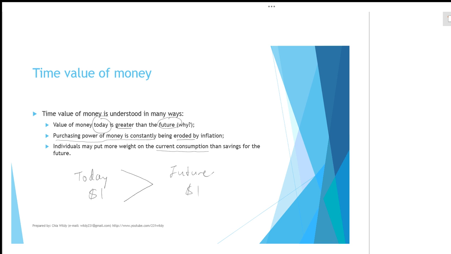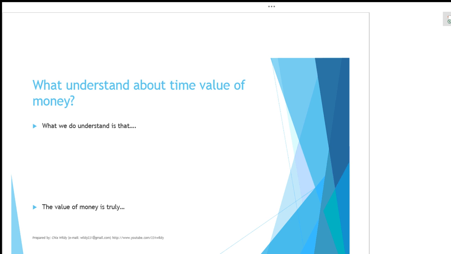So let me just put a number there. Let me rephrase myself again. Simply put, $1 today is greater than $1 in the future because of reasons such as purchasing power being constantly eroded by inflation. There is greater weight placed on consumption today than saving for the future. Now, why do we need to know the time value of money? What do we understand by the time value of money?